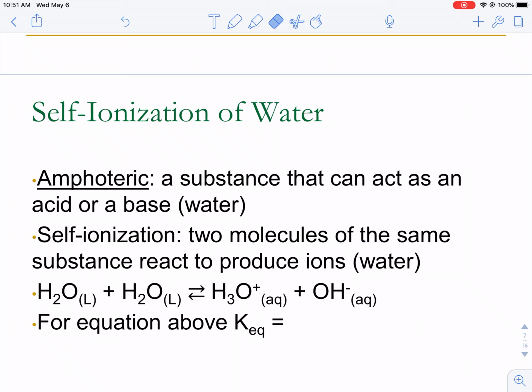We can write a chemical expression for water molecules that self-ionize by having KEQ equal the concentration of hydronium ions times the concentration of hydroxide ions. Now notice we're not putting water in there because you know that water is a liquid and liquids are not involved in an equilibrium expression.